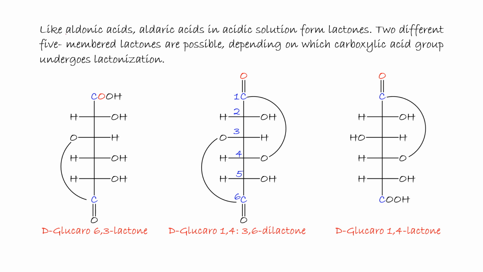Like aldonic acid, aldaric acid in acidic solution forms lactones. Two different 5-member lactones are possible. So we have here the possibility of 6,3-lactone. Another possibility will be 1,4-lactone, and bis or dilactone 1,4,6,3-dilactone.